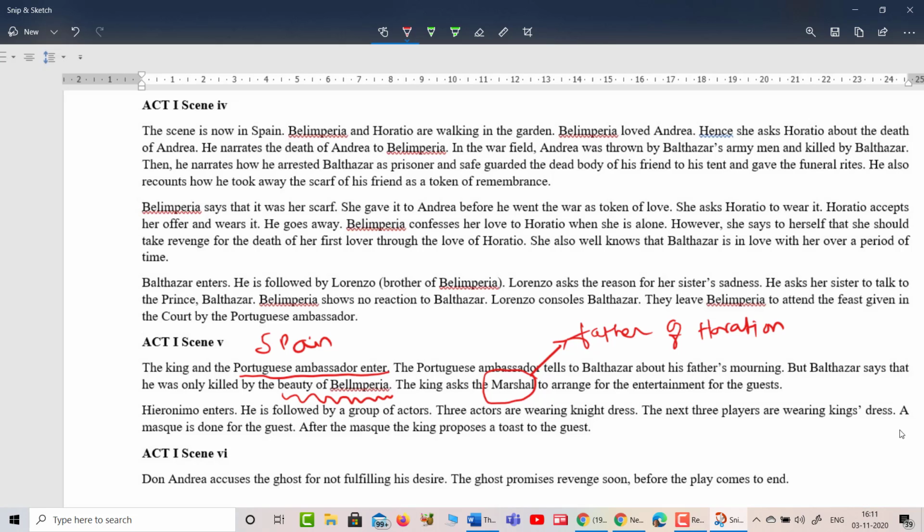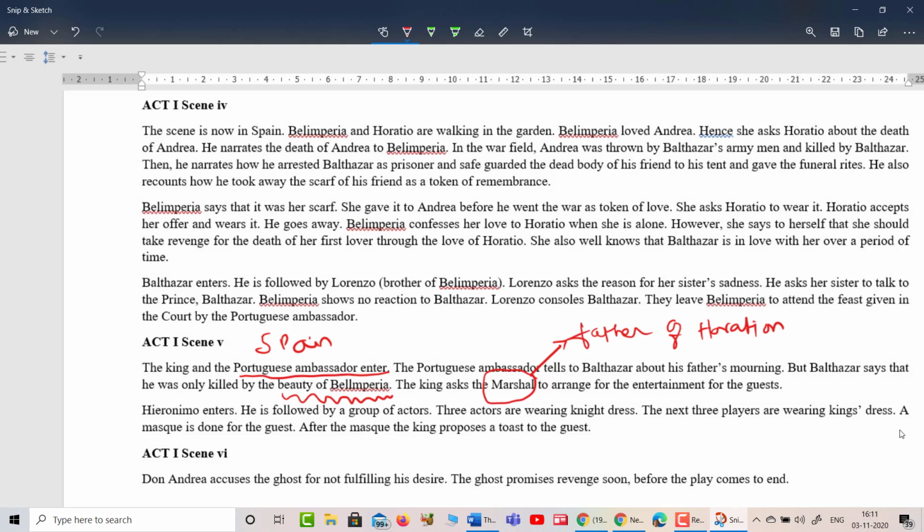So Hieronyma enters. He is followed by a group of actors. 3 actors are wearing night dress. The next 3 players are wearing king's dress. A mask is done for the guest. After the mask, the king proposes the toast to the guest. So the entertainment goes on in scene 5. So that ends. And again scene 6.